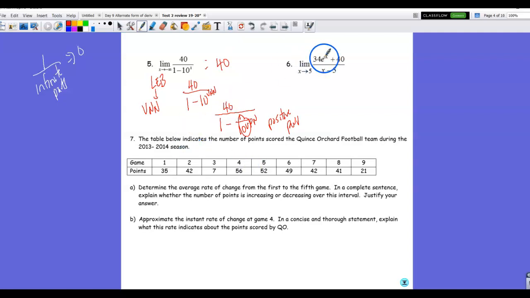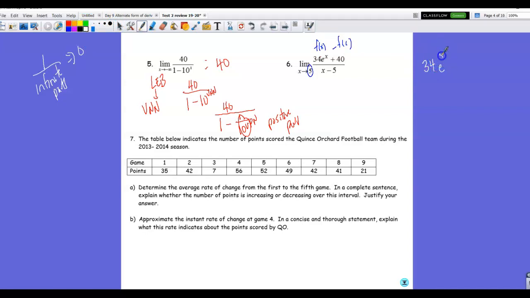Number 6. In number 6, it looks like it sort of wants to be a derivative expression. It looks sort of like I have a y number 2 and a y number 1. So this is making me wonder if I have an f of x minus f of c. So the first thing I'm going to do, I'm guessing that this is the value of c. I'm going to find out if I substitute 5 into 34e to the x. So let's do that.